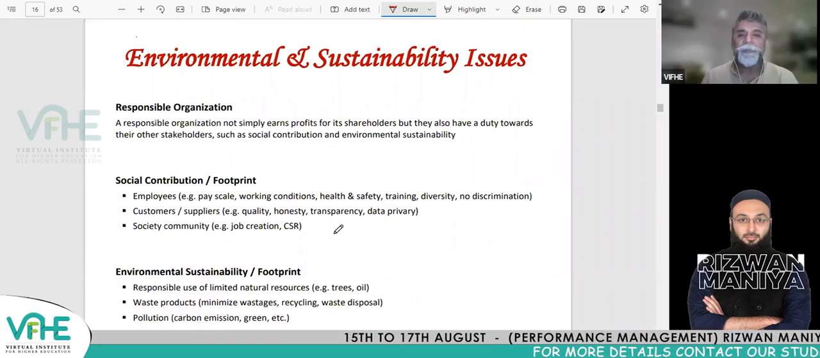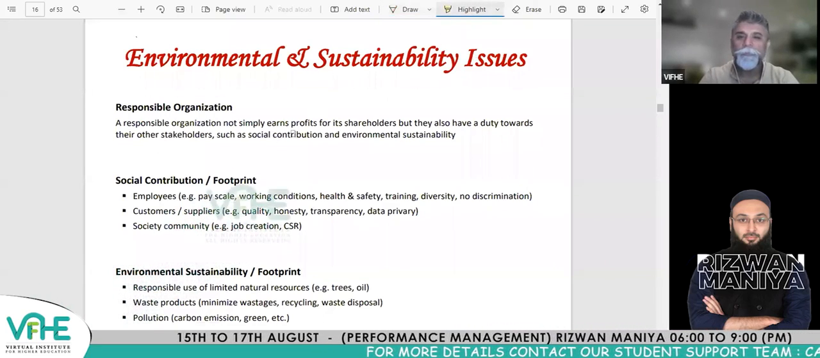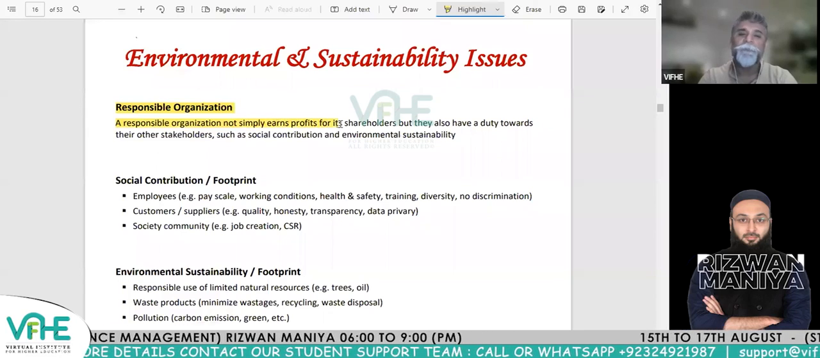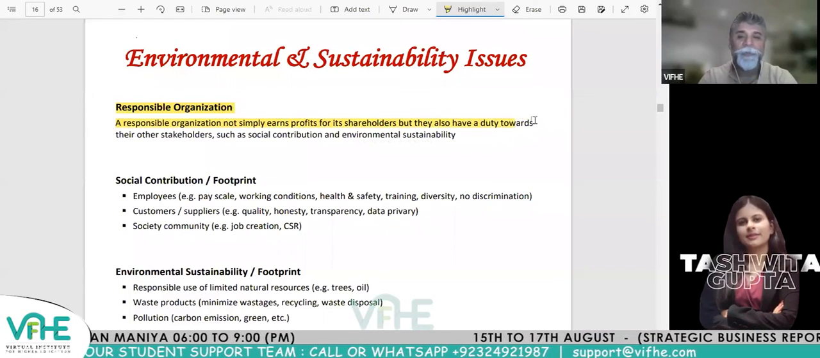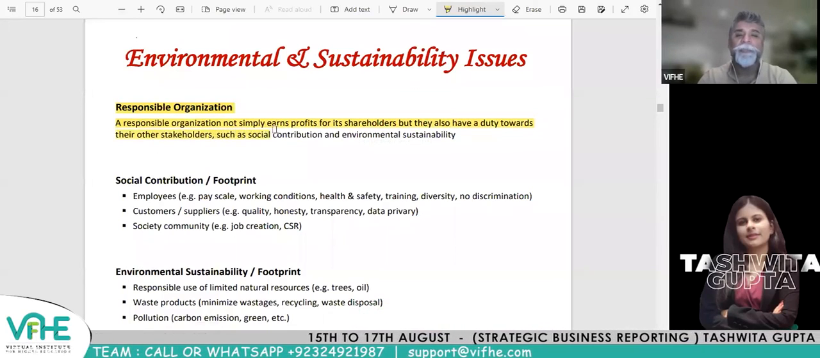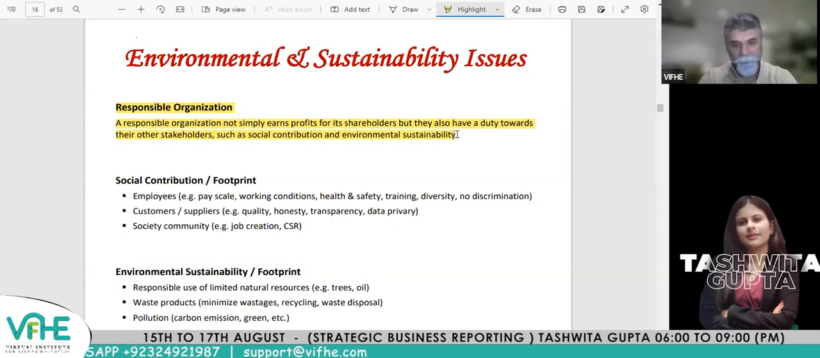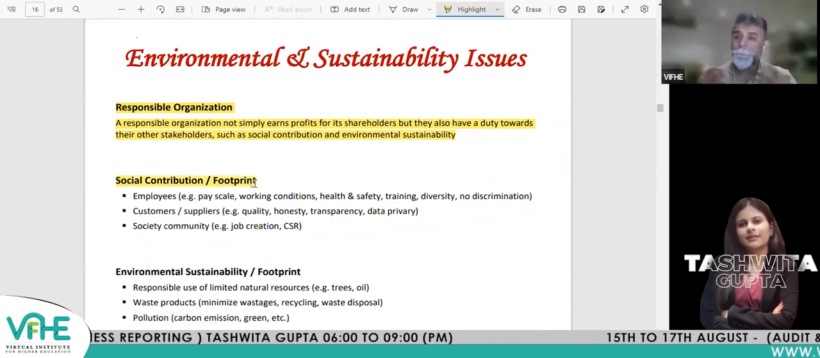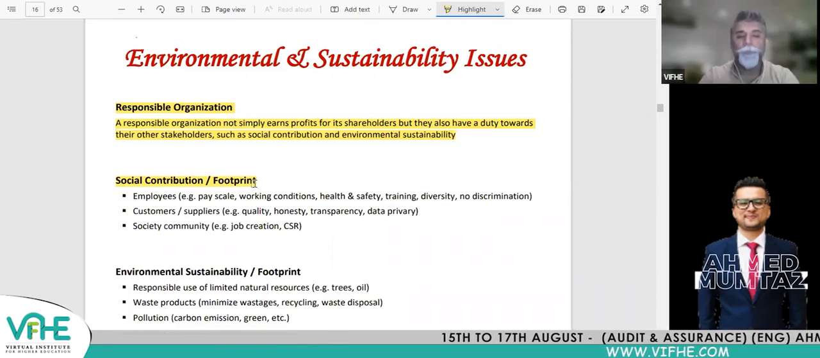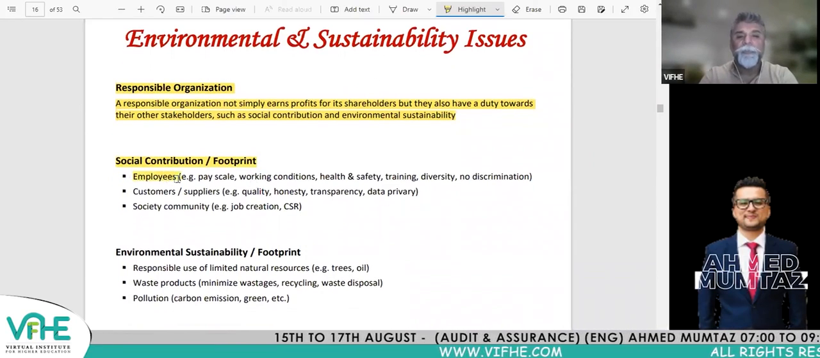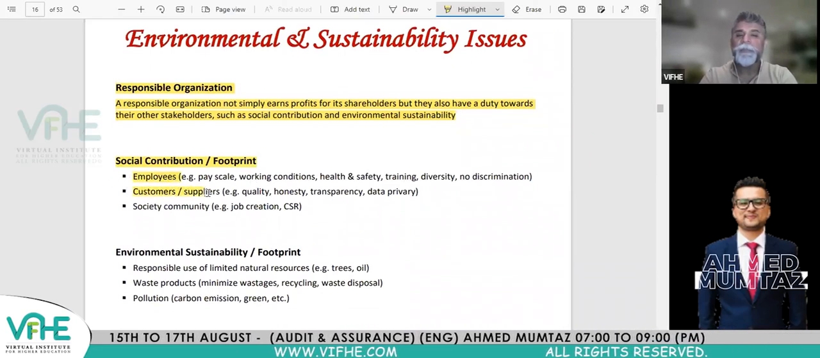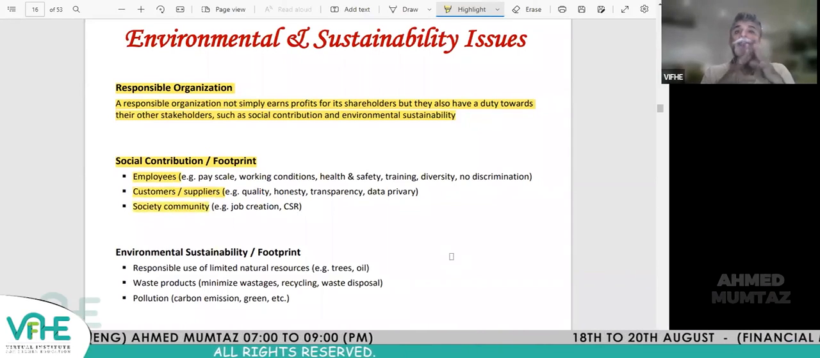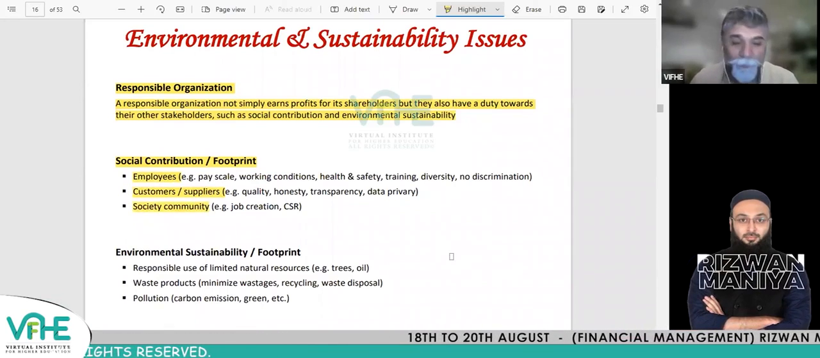Environmental and sustainability issues. So we all know that a responsible organization not simply earns profits from its shareholders, but also has a duty towards other stakeholders, such as social contributions and environmental. That's the core. What is social contribution? When we talk about social impact, social footprint, social contribution, social includes three things: employees, customers and suppliers, society and community. Those are the social aspects which organizations have to focus on.